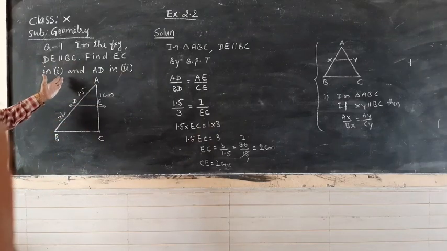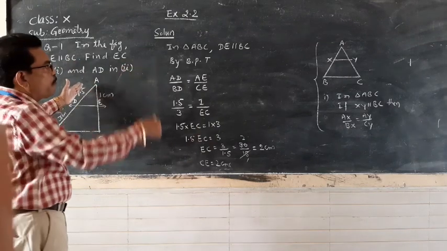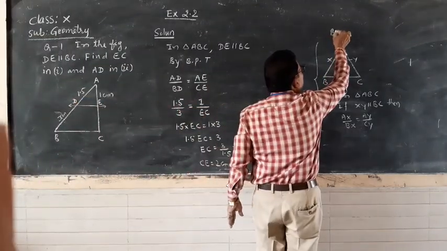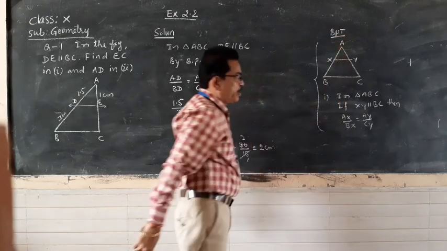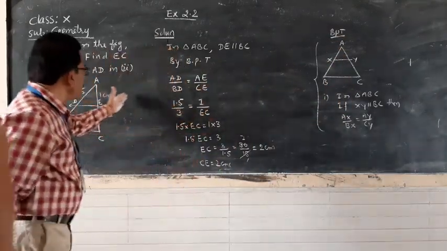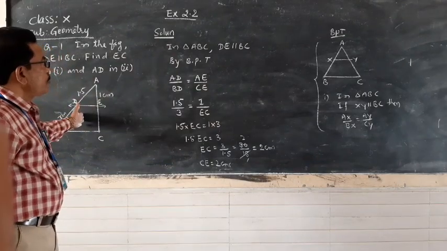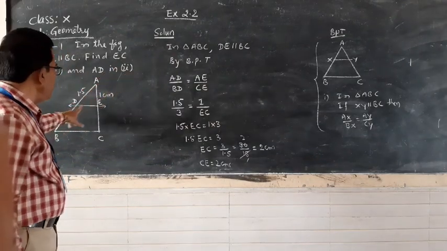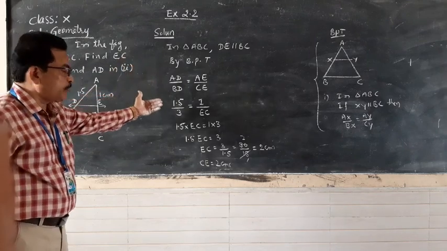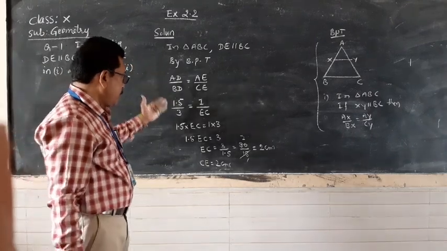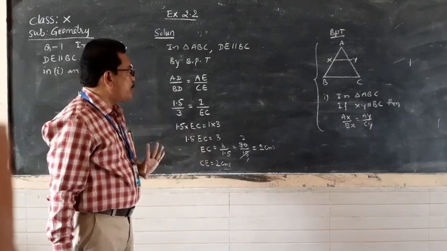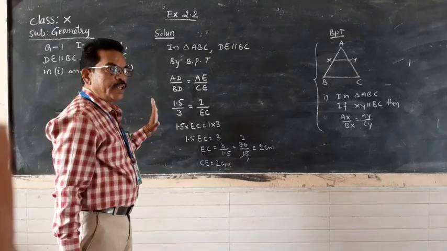See, once again we have utilized the statement of the basic proportionality. Here I have shown you the BPT result. According to that result I have solved this problem. So in triangle ABC, DE parallel to BC is given. We have to write the proportionality. Then after substituting the values given and simplifying, we have EC equals 2 centimeters. This is the first one. Write down.